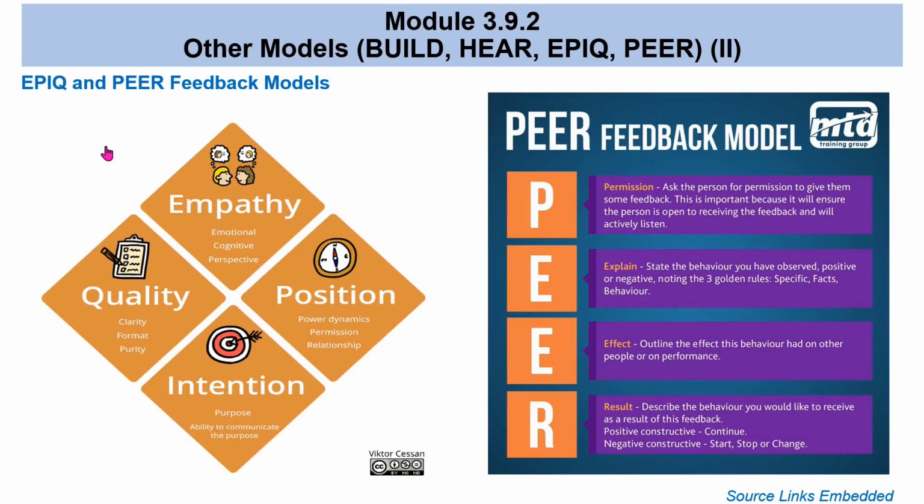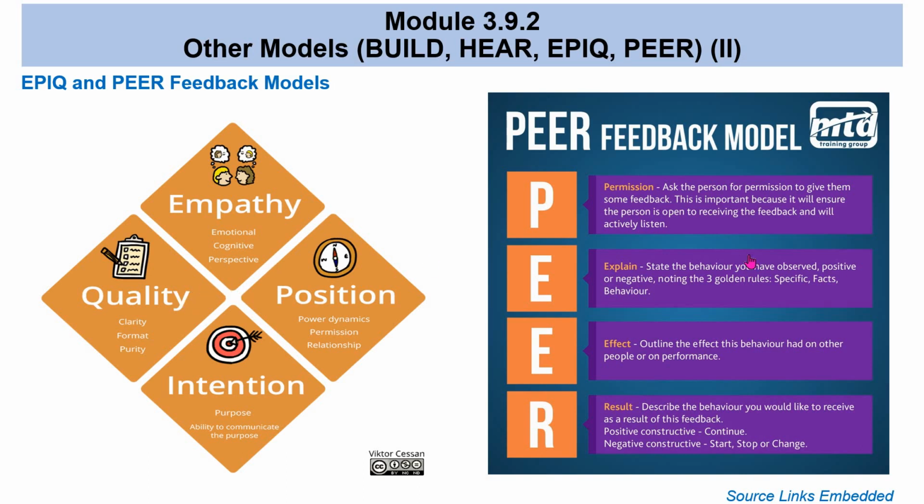Another one you can see is the EPIQ, where we talk about empathy, position, intention, and quality. So you go into a feedback discussion with empathy, noting the emotions, making sure the perspective is clear. You make sure that the position is clear, where you get permission and look at the power dynamics. If you're talking to a higher person, you also need to know how to relate to that person, and make sure that you put yourself in a position where you're not undermining your own feedback. And the intention should be clear. What is the purpose, as well as the quality of the feedback that you want to give.